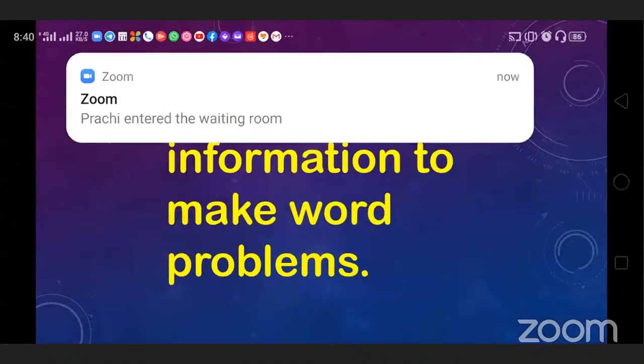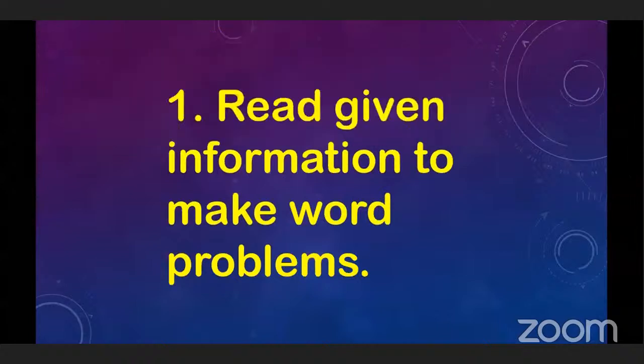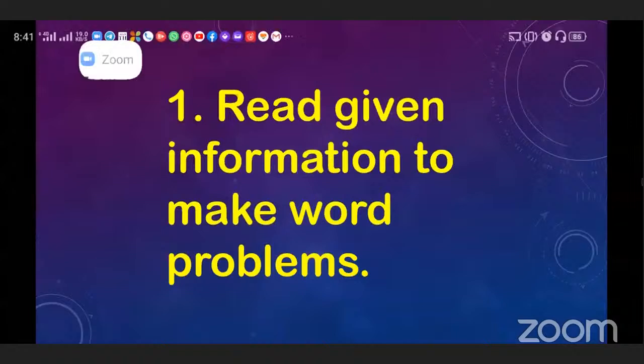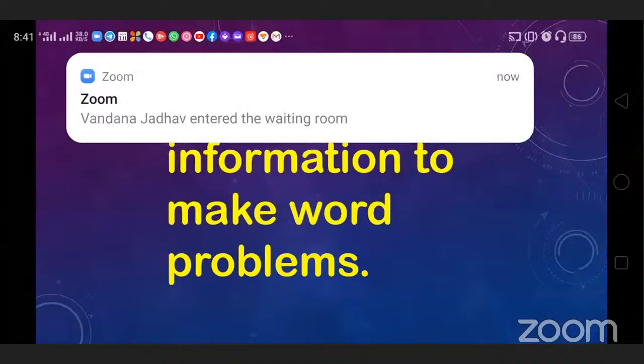The first step is to read the given information to make a word problem. Some information they will give us directly. Read that information first. No need to hurry. Just read and think on it. Read the given information to make a word problem. This will be the first step. And let's proceed to the second step.